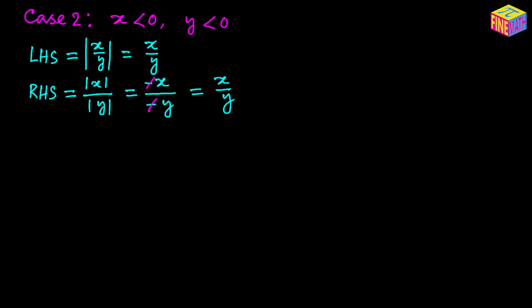And here again, as you can see, the value of the left hand side and the value of the right hand side, they both look equal. So from here we can say, well, in this case also, we can clearly see that the left hand side is equal to the right hand side. So that property is still holding true, right? Now let's go for the third case.